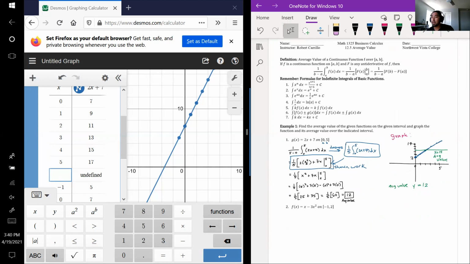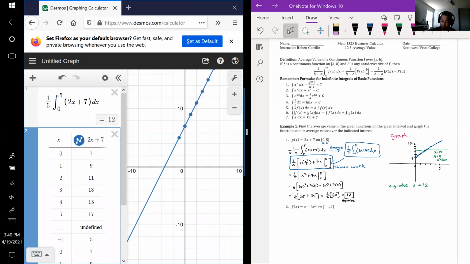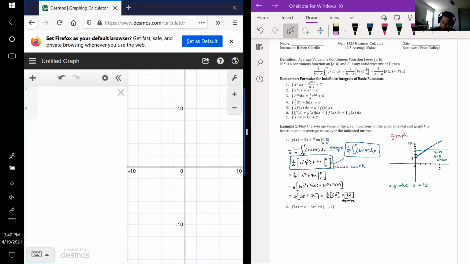So again, last time we found the area underneath a curve, underneath a given function on an interval. Today, we're still doing that, but we're finding the average value of that area. So for this function, the average value of the area would be 12. Okay, any questions on that? And Desmos, again, makes life pretty easy. So let's try it again.